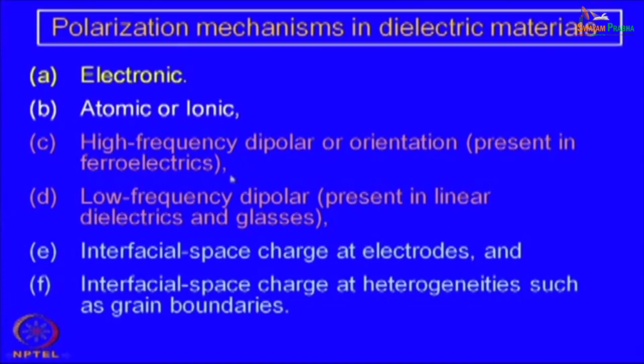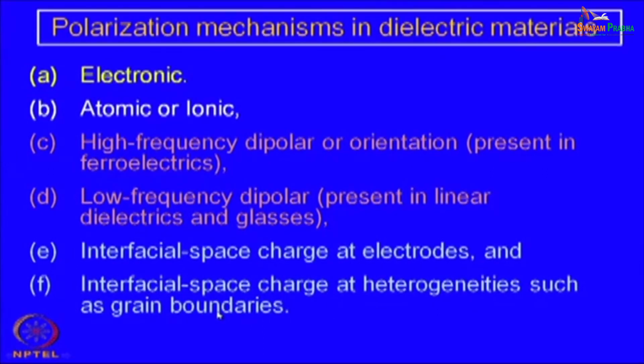So, there is a subclassification of this orientation polarization. In both these cases there are already permanent dipole moments present, but they are of different nature, and so there is a subclassification here. Similarly, the last one, the space charge polarization, also has two different subgroups. One is called interfacial space charge at electrodes as mentioned, and the other is interfacial space charge at heterogeneities such as grain boundaries.